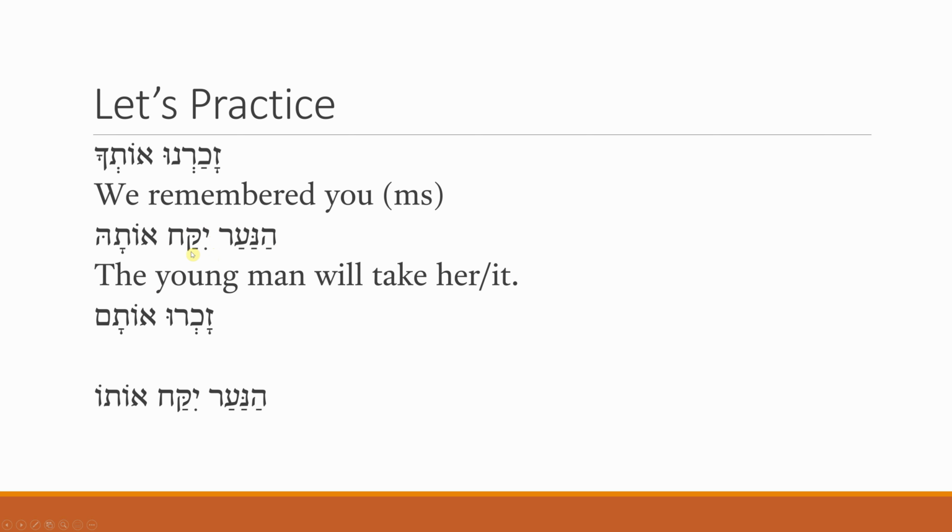The young man will take her, and the her, of course, is the et plus the a. Right, the direct object indicator et plus the third feminine singular pronoun for her. The young man will take her, or also it. Right, we can also say that with these third person pronouns. So it could just simply be referring to a noun that happens to be grammatically feminine.